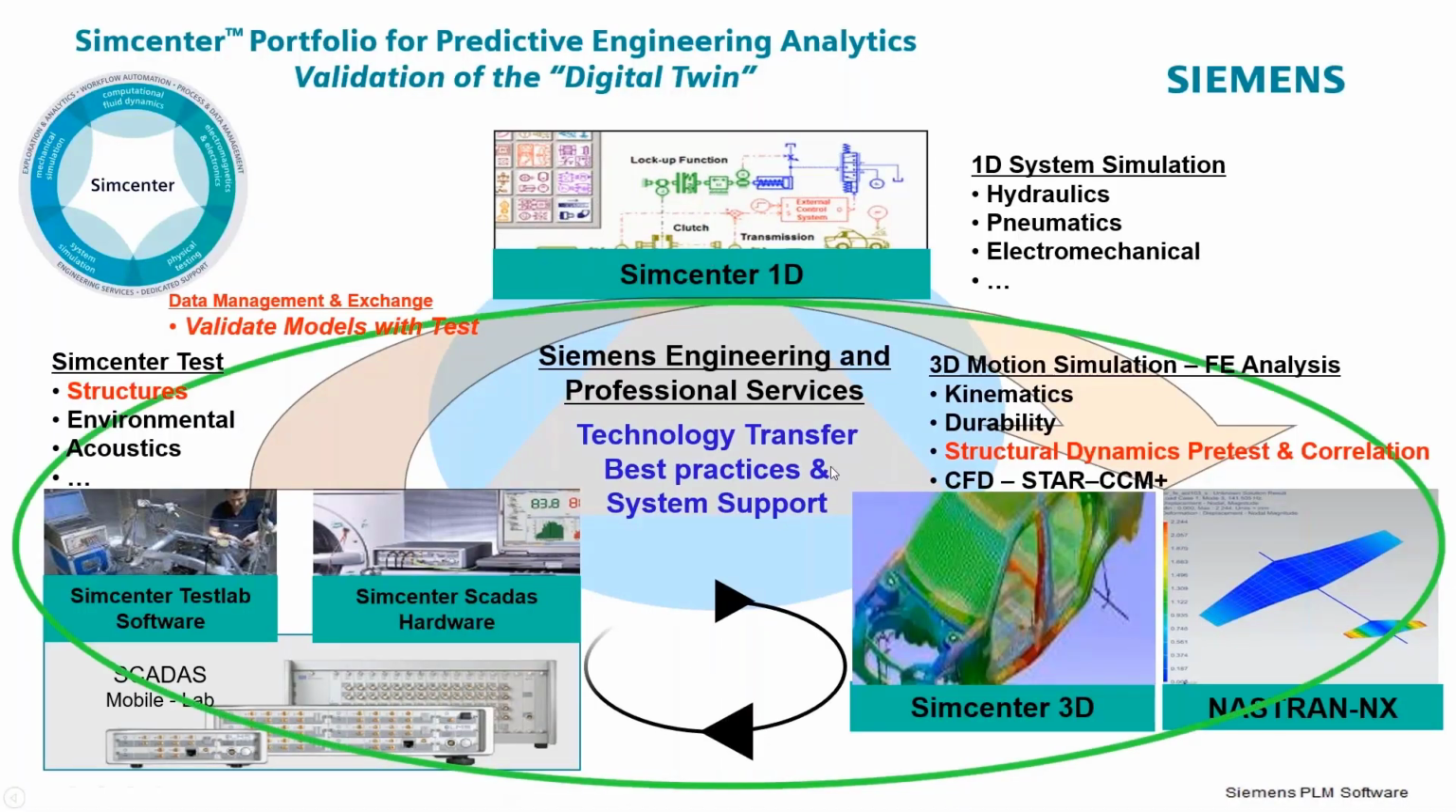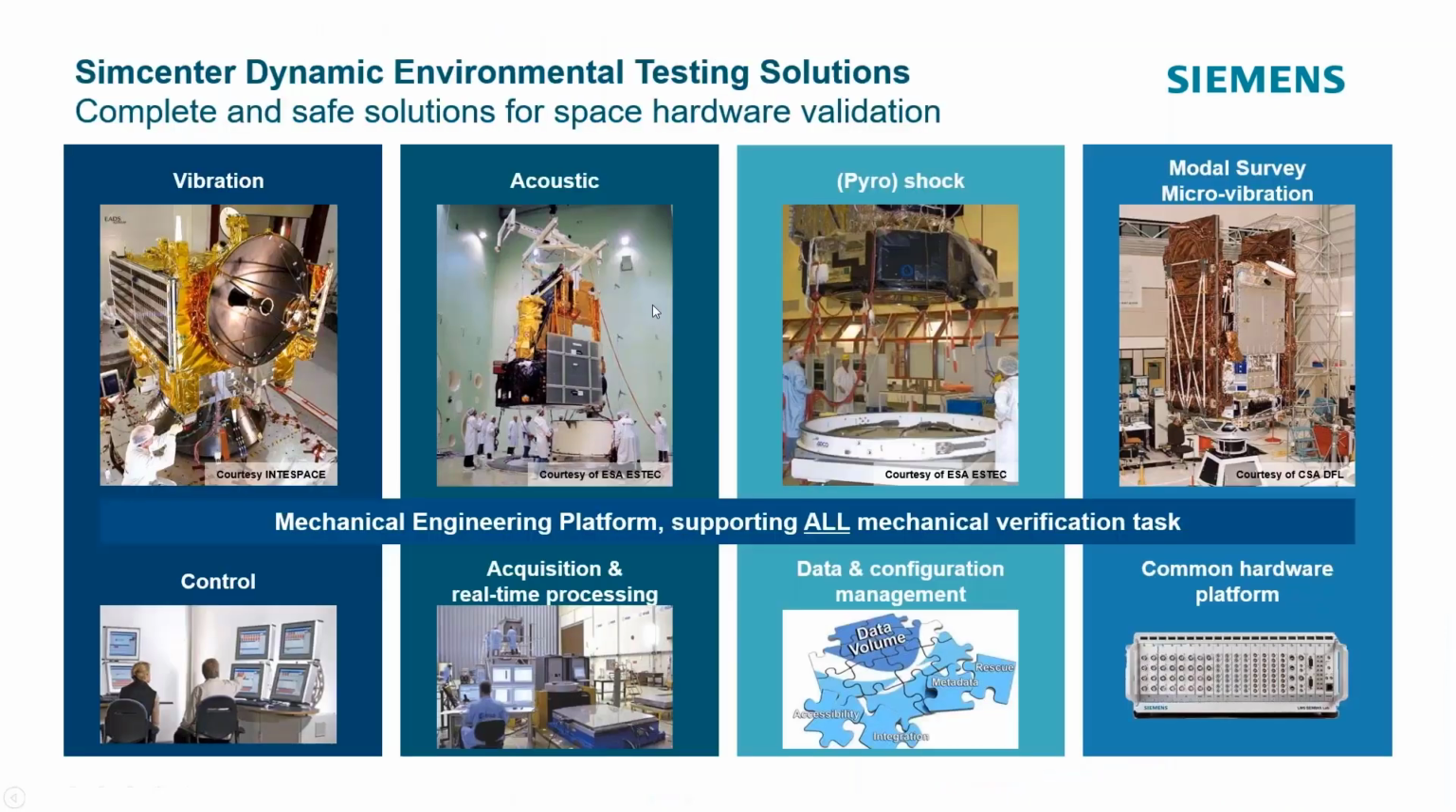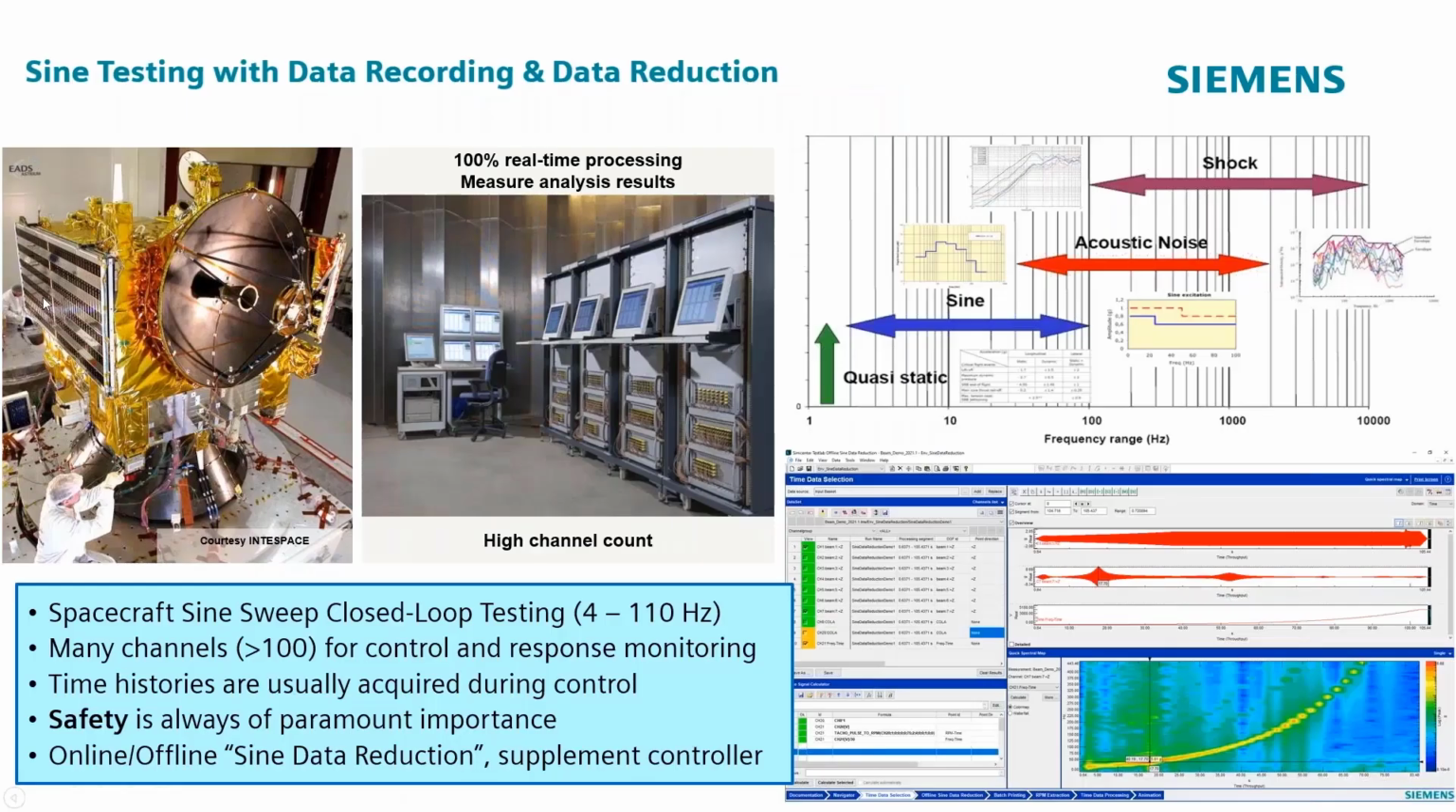This is everything we do. We're just going to be talking about test and using Test.Lab software and our SCADAS hardware for vibration data reduction. Where all this comes in is in this vibration portion of qualification testing. Sine data reduction is very typically used in the space industry when we have a whole bunch of channels that we need to deal with.